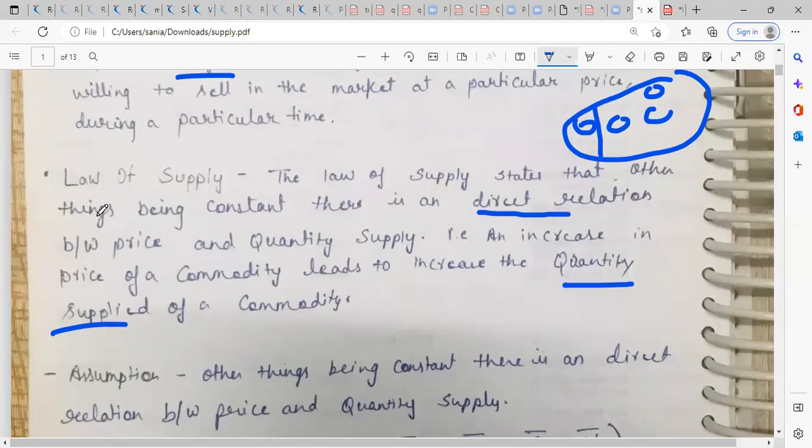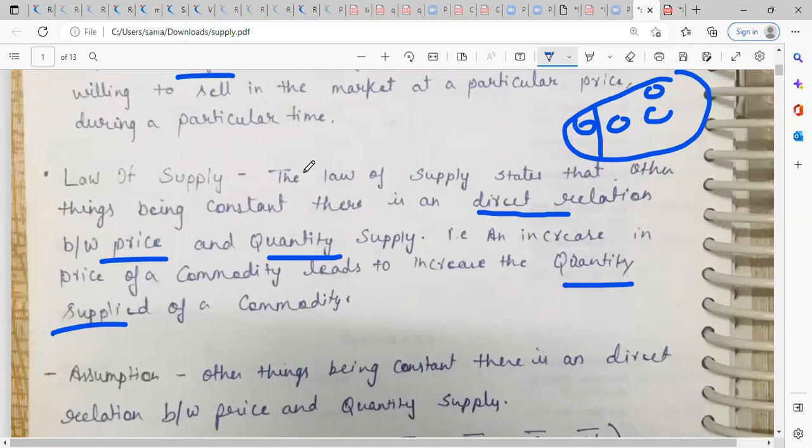So over here the law of supply is saying it's a direct relationship between price and quantity supply. Why didn't I write supply? Because here I am talking about price. Whenever the word price comes and because of price the supply is affected, you will not say it is supply. You will say it is quantity supplied or quantity supply. Clear?